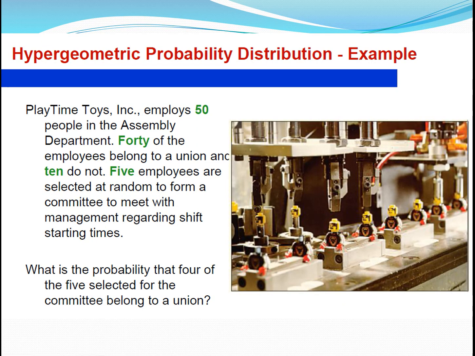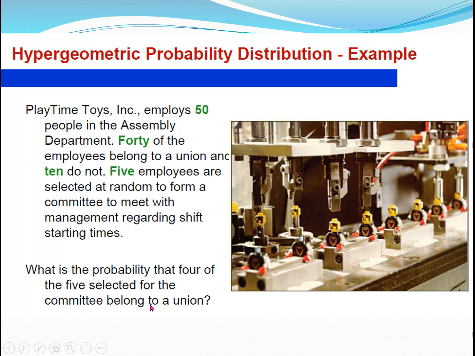Let's do another example. Let's say Playtime company employs 50 people in the assembly department. 40 of the employees belong to a union and 10 do not. Now what we are doing, the total population is 50 and the two categories are either belonging to the union or not belonging to the union. So 5 employees are selected at random to form a committee. What is the probability that 4 of the 5 selected for the committee belong to a union?